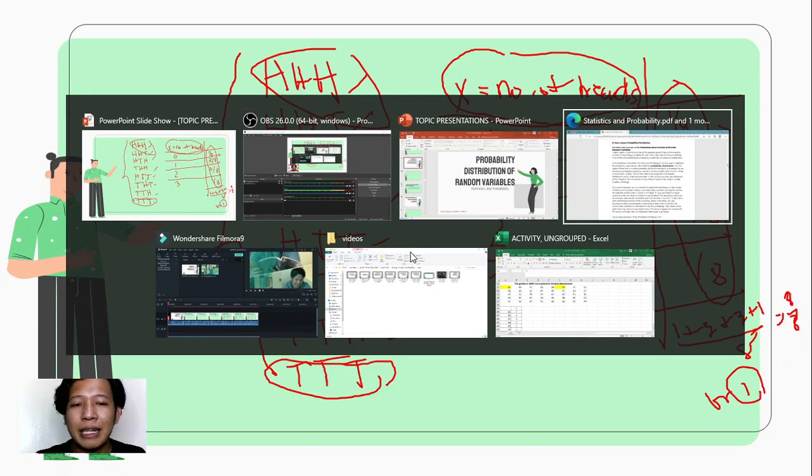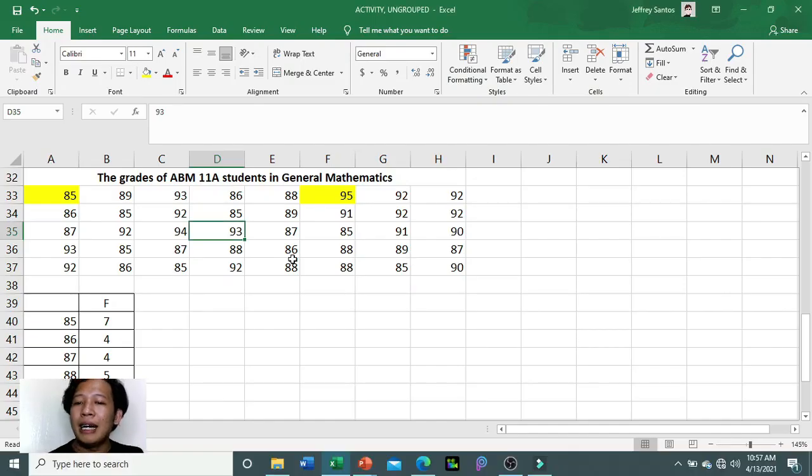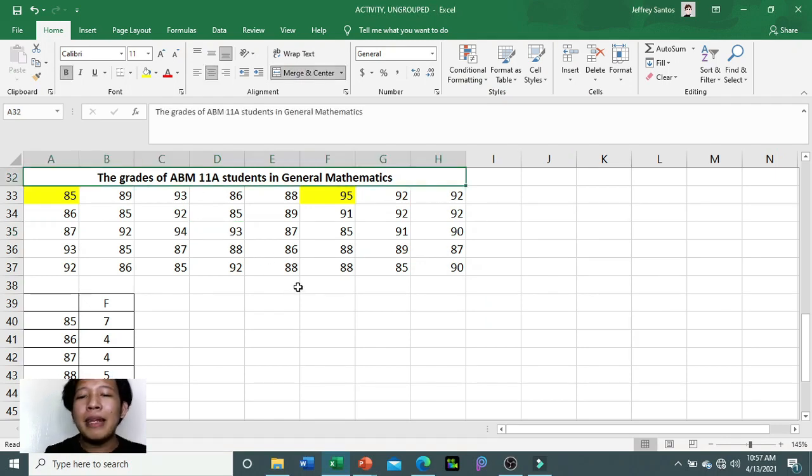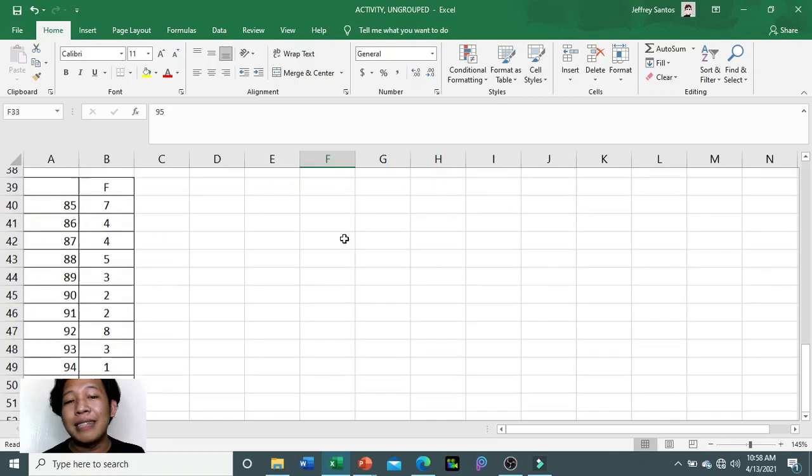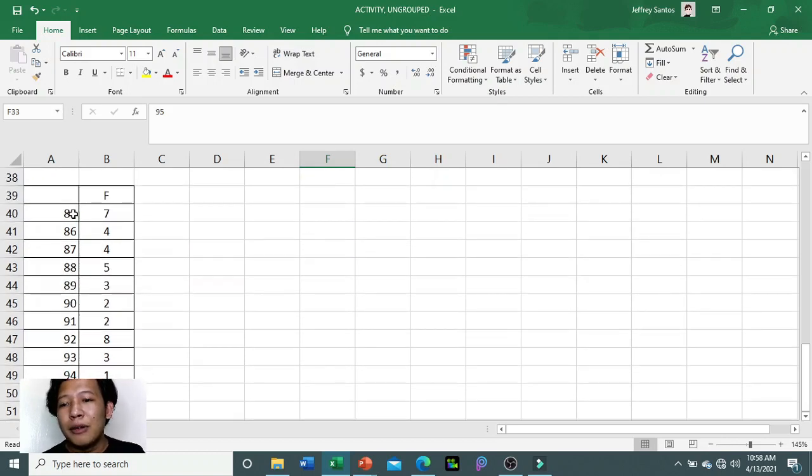Okay, so let's say for example, we have our problem from our previous videos, the grades of ABM 11A students in general mathematics. Given that you have your minimum value 85 and your maximum value, and we have just counted it. So, for 85, there are 7 students who got 85. For 86, there are 4 students who have a grade of 86. And so on and so forth, for a total of 40.